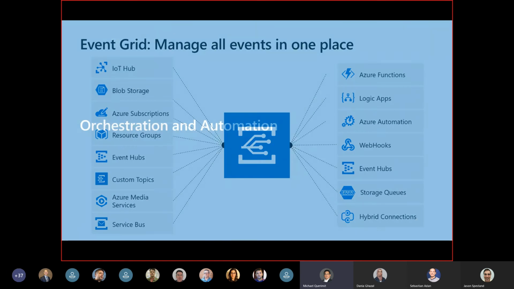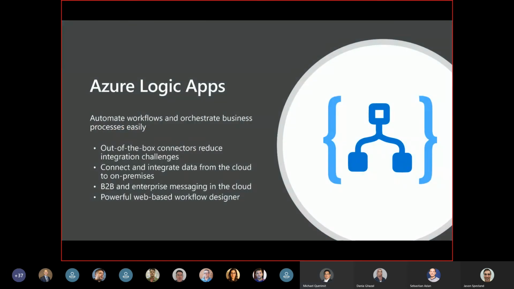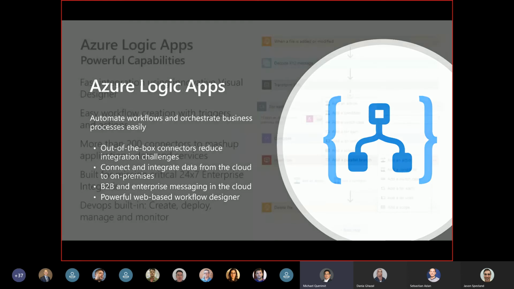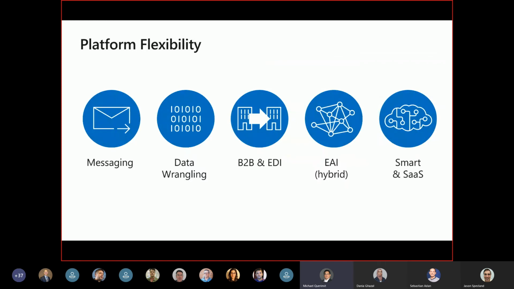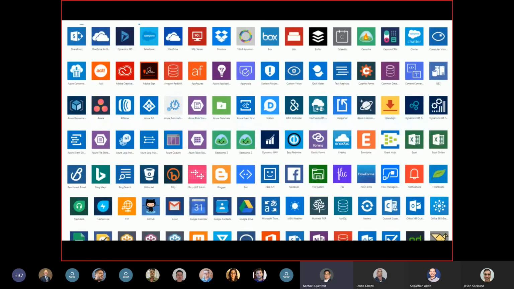So let's talk about orchestration and automation. The core of that is Logic Apps, and I'll show you what that looks like in a second. It's the ability to string together steps or processes in a business flow. There's a lot of powerful capabilities in Logic Apps. Integration with a visual designer. There are so many connectors in there. The platform flexibility allows us to wrangle data and messages, and support B2B and EDI scenarios. There's a whole bunch of connectors in there, and I'll show you that as well.